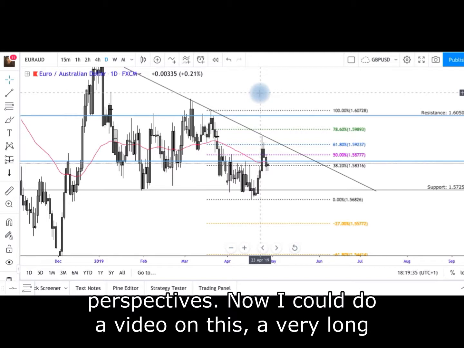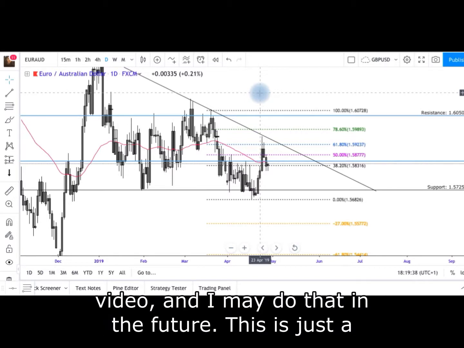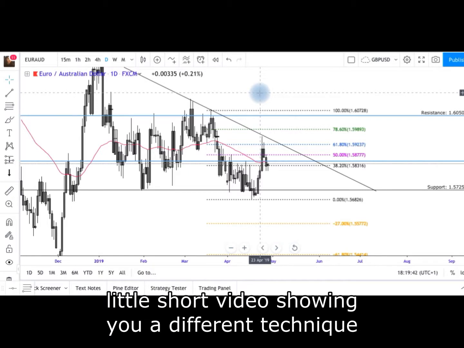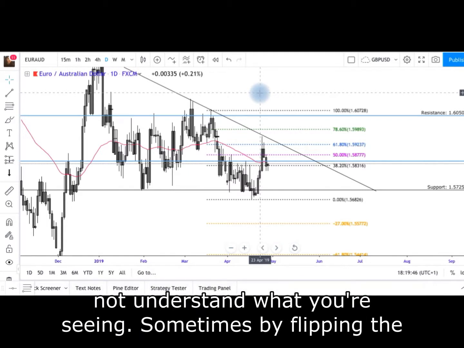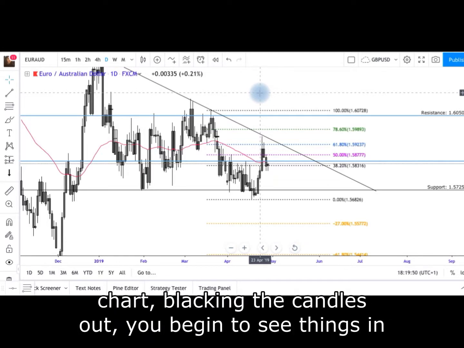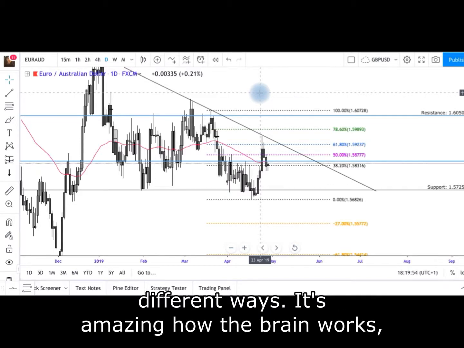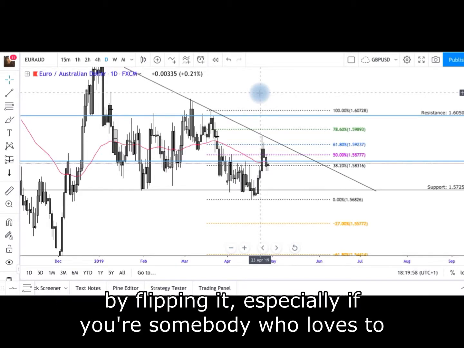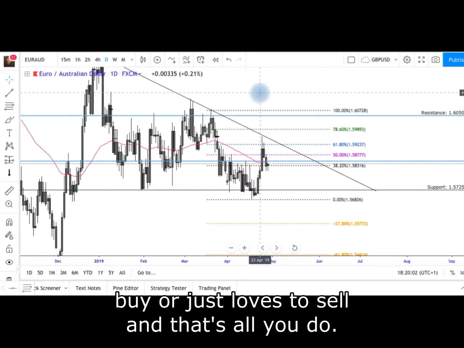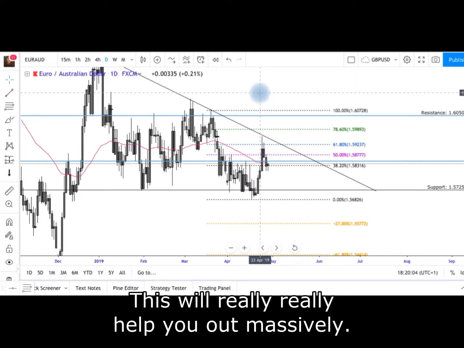Now I could do a very long video on this, and I may do that in the future, but this is just a little short video showing you a different technique on a Sunday when you're getting a little bit confused, not understanding what you're seeing. Sometimes by flipping the chart and blacking the candles out, you begin to see things in different ways. It's amazing how the brain works because you get so subconsciously used to seeing certain things. By flipping it, especially if you're somebody who loves to buy or just loves to sell and that's all you do, this will really help you out massively.